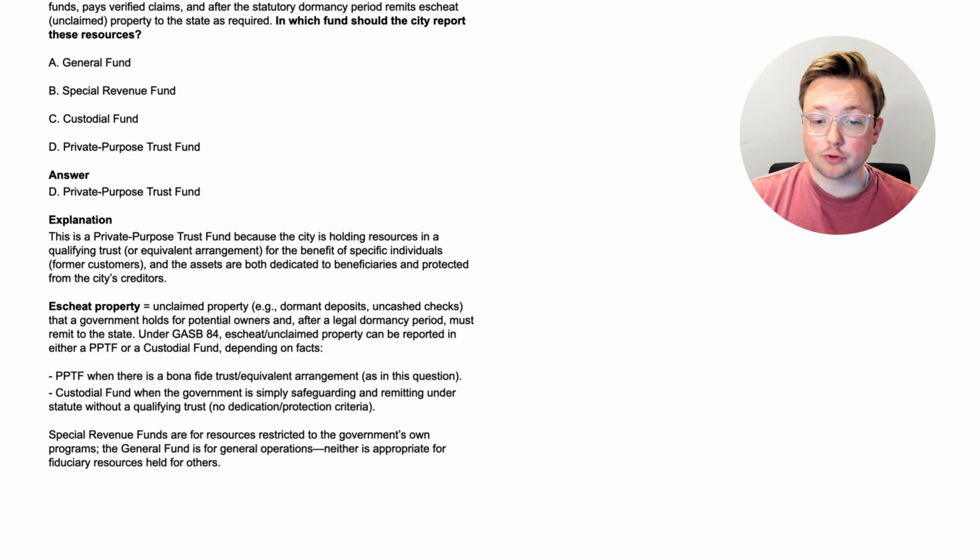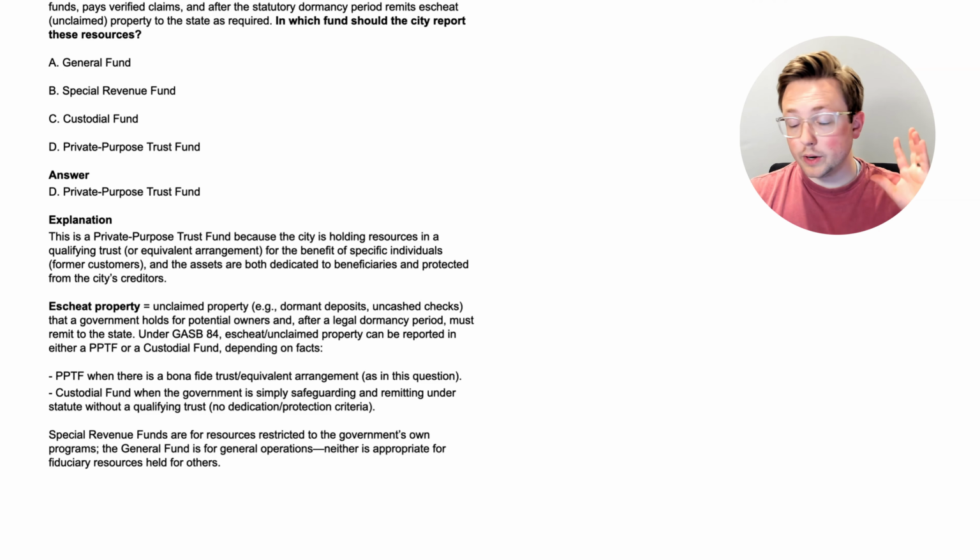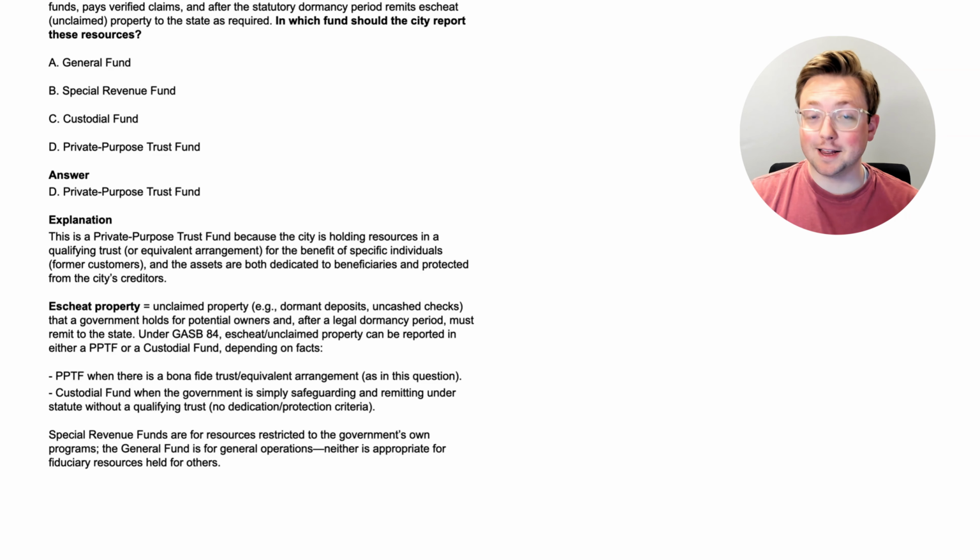This is a private purpose trust fund because the city is holding resources in a qualifying trust or equivalent arrangement for the benefit of specific individuals, such as former customers, and the assets are both dedicated to beneficiaries and protected from the city's creditors. Now, we had a word in there that honestly I had never seen before I started studying for the CPA exam. I had no idea what a sheet meant. I don't even know if I'm 100% saying that correctly.